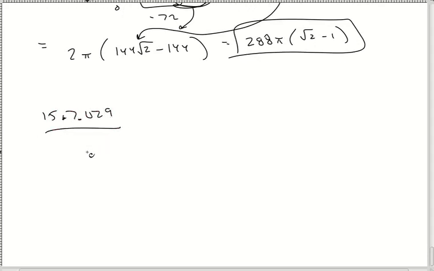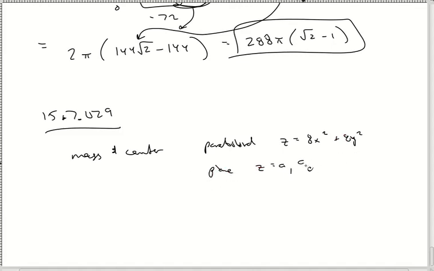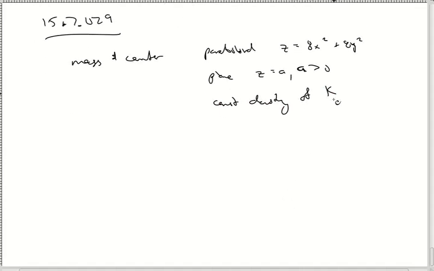It says find the mass and the center of mass bounded by a paraboloid, and they say z equals 8x squared plus 8y squared. We got a plane at z equals a, as long as a is greater than 0, apparently. And then it has a constant density of k. I think it's a capital K. I'm not 100%, I can't remember. But we'll be typing k for answers here later.